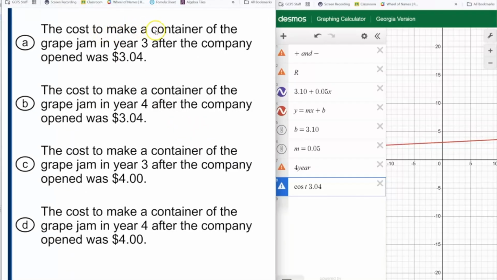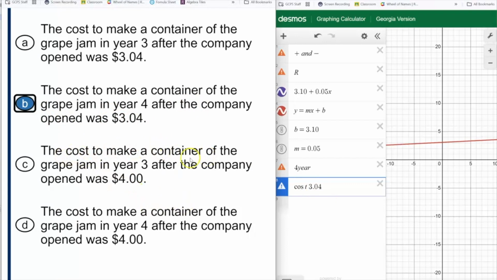The cost to make the container of the grape jam in year 3. Who talk about year 3? We in year 4, so that's not it. The cost to make the container of the grape jam in year 4. Perfect. We're good so far. After the company opened was $3.04. That's exactly what I'm looking for. So I'm just going to read through everything else just to make sure.